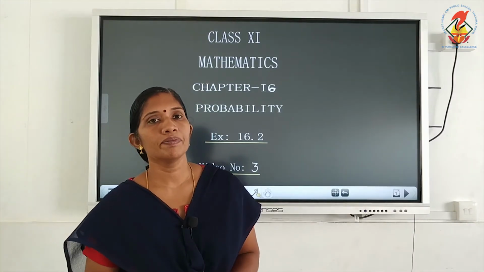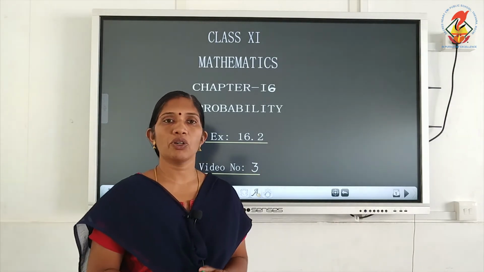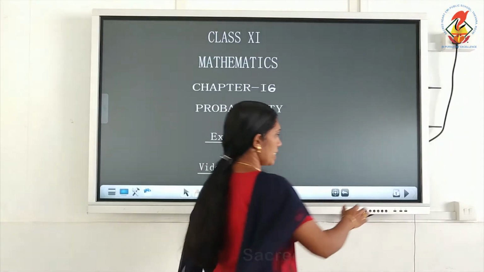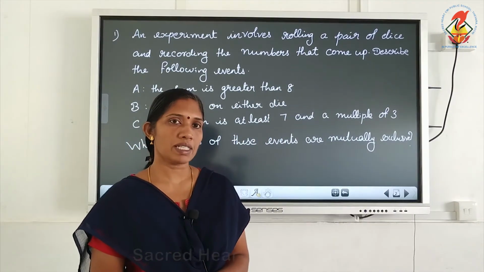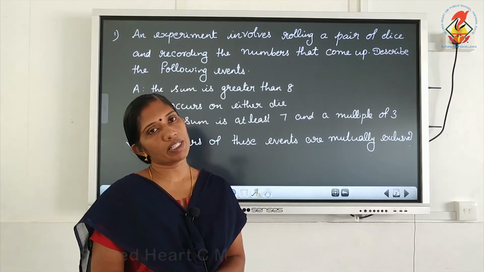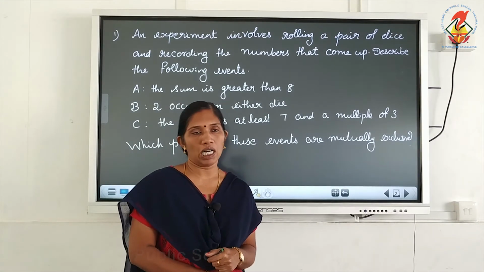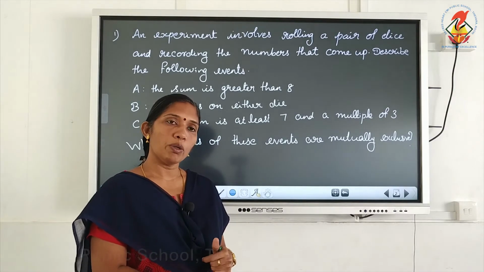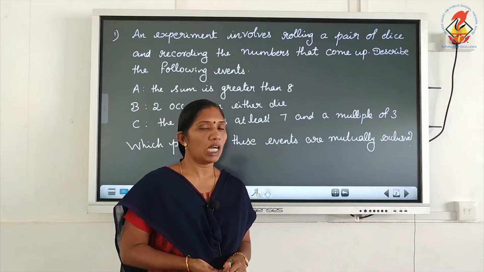Welcome back, children. Now we have to do exercise 16.2, that is based on events. So what's an event? An event is a subset of the sample space. There are different types of events. A simple event means an event which has only one outcome. Then a compound event means events having more than one outcome.